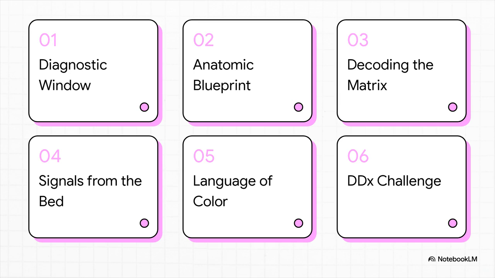We'll start by establishing the nail as a true diagnostic window, and then we'll quickly run through the anatomic blueprint. From there, we'll get into the good stuff, decoding signals from the matrix, then the nail bed, interpreting the language of color, and we'll wrap it all up with a classic differential diagnosis challenge.